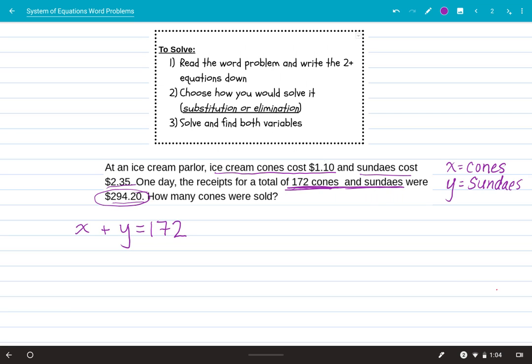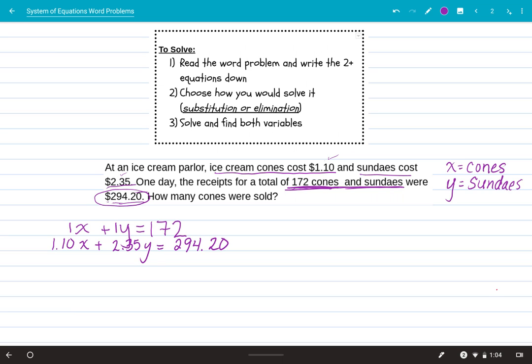Now the next one, the receipt was for $294.20. So this time it's talking about money, so we do need to bring in our money version. And we know the cones cost $1.10, so we're going to go $1.10x plus how much our sundaes cost, and we know that we have to get $294.20. And remember, we always like to have a number in front of X and Y. It just makes it easier. So put a 1 if it doesn't have a number there.